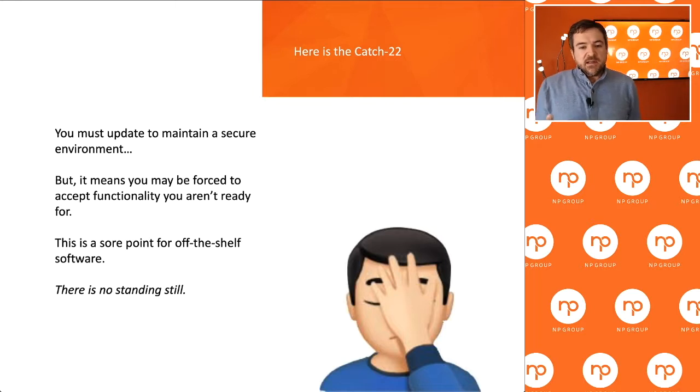Now, it's kind of a catch-22. I like this graphic here because it's like, sometimes to maintain a secure environment, you have to go and accept changes to functionality that you may not want to. And that's just sort of the way that it works with off-the-shelf software. So there's no standing still. Sometimes you just sort of have to do what you have to do.